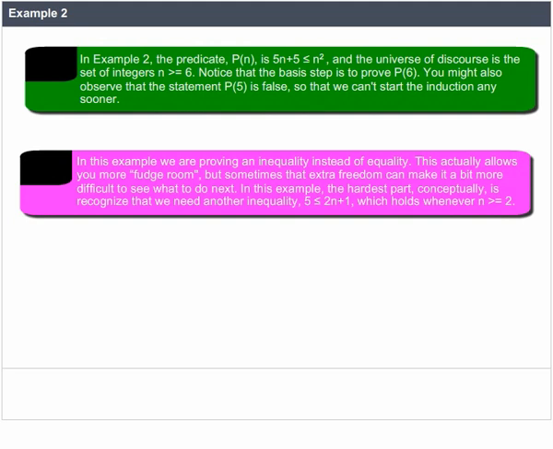This actually gives you more room, but sometimes that extra freedom can make it a bit more difficult to see what to do next. In this example, the hardest part conceptually is recognizing that we need another inequality, 5 is less than or equal to 2n plus 1, which holds whenever n is greater than or equal to 2.